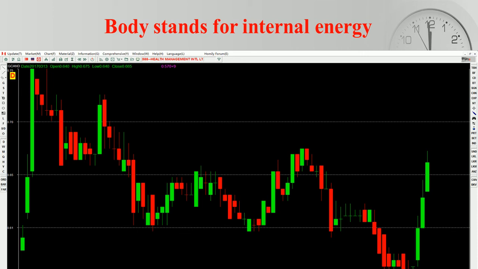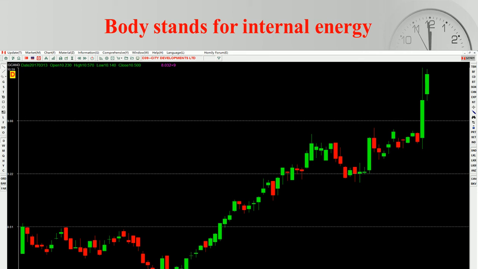Body stands for internal energy. So let's see this stock. This stock is so strong recently, right? Okay. So we can see the body. Here, the body is large, right? Then large, then large. What's that meaning? It's good, okay? The price continues to go up. So this is the body stands for internal energy. So let's see this one, UMS. Last time I filtered this stock. So later I will show you how to find it.